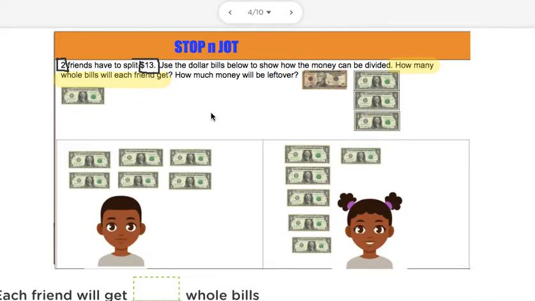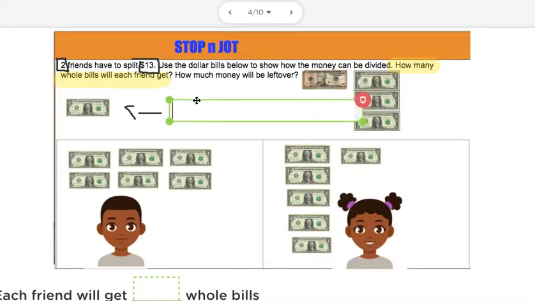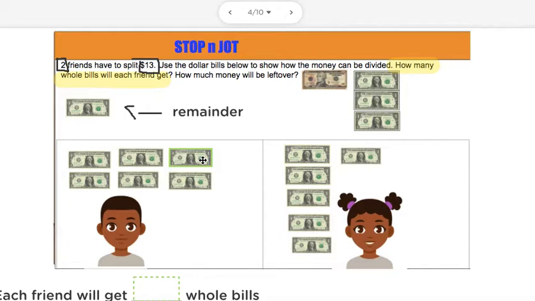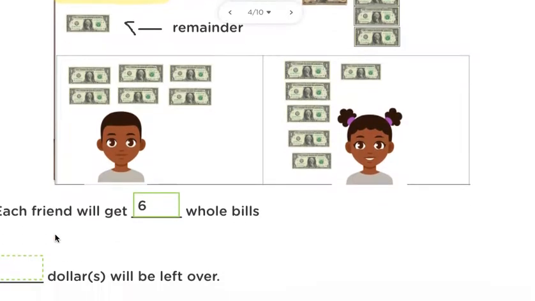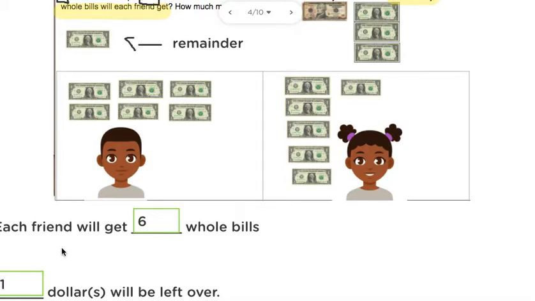Uh-oh. There's a $1 bill left. What would this dollar bill be called? It starts with an R. Do you think you remember? Yes, it's going to be called our remainder, you guys, because it's what's left over. Because we're trying to figure out how many whole bills each friend will get. Well, how many whole bills will each friend get? Beautiful, 6. And then how many dollar bills will be left over? Beautiful, $1 bill will be left over.